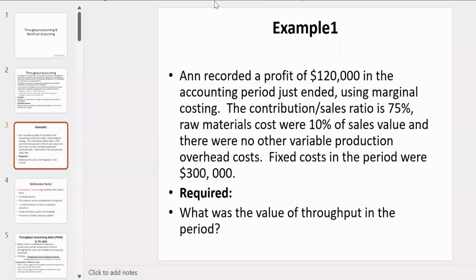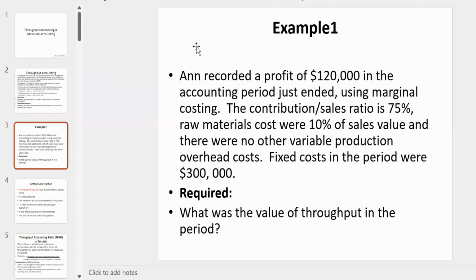Are you able to see my screen? Okay, you're able to see my screen. Let me wait for the screen to come for you. Now it is coming.